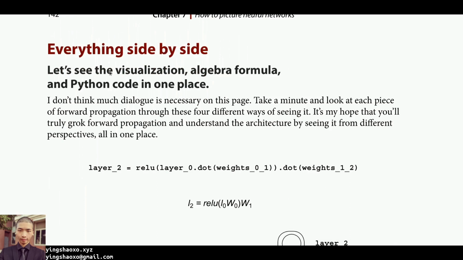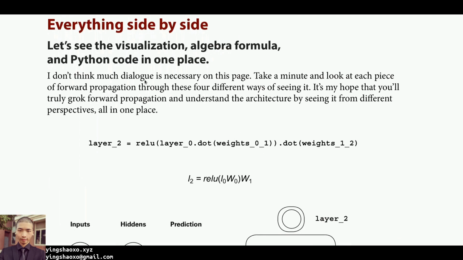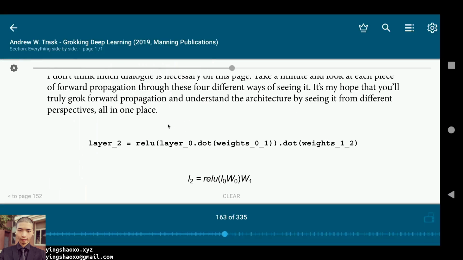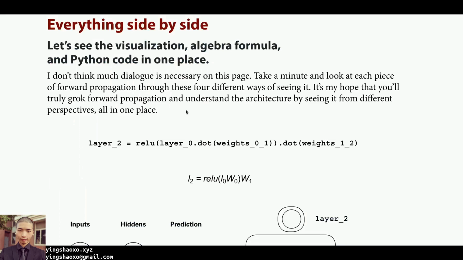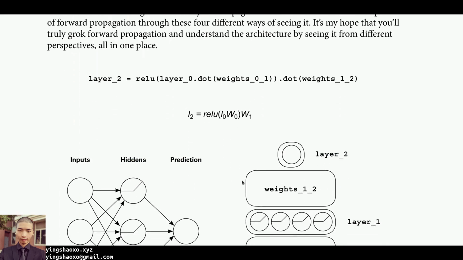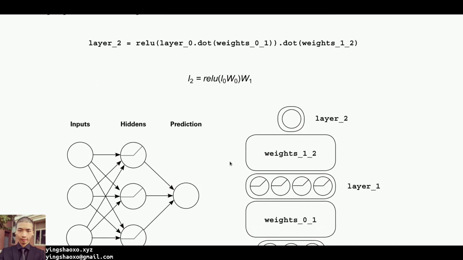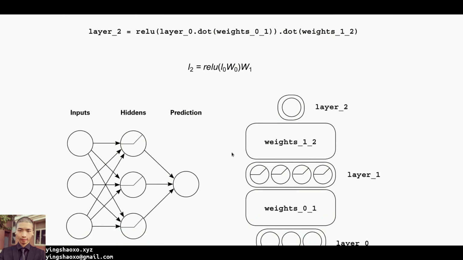Everything side by side: the visualization, algebra formula, and Python code in one place. I don't think much dialogue is necessary on this page. Take a minute and look at each piece of forward propagation through these 4 different ways of seeing it. It's my hope that you will truly grasp forward propagation and understand the architecture by seeing it from different perspectives, all in one place. Okay, that's how to learn new stuff. You have to see it from different perspectives and in different languages. That's the best way to learn a thing, I guess. And the author knows it, so that's why he did his best to give us a view of the neural network or deep learning.